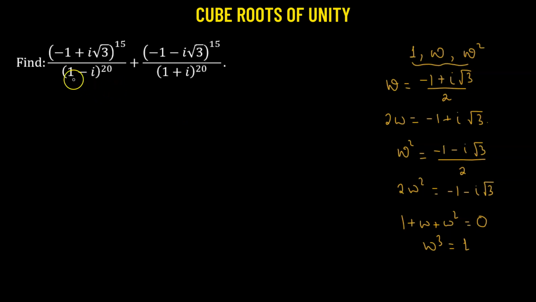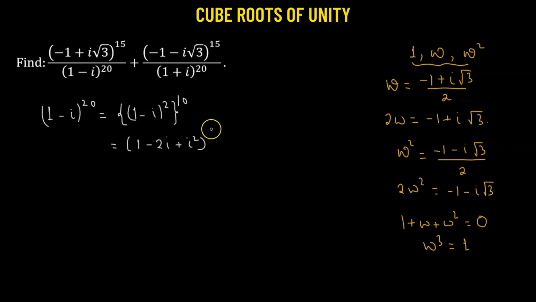Also, if we consider the denominator, we have 1 minus i raised to the power of 20. This can be expressed as 1 minus i whole squared, where i is iota, whole raised to the power of 10. Now we can expand 1 minus i whole squared as 1 minus 2i plus i squared, whole raised to the power of 10. Now i squared, iota squared, gives us a value of -1. So that means we have 1 minus 2i minus 1, whole raised to the power of 10, or simply -2i raised to the power of 10.